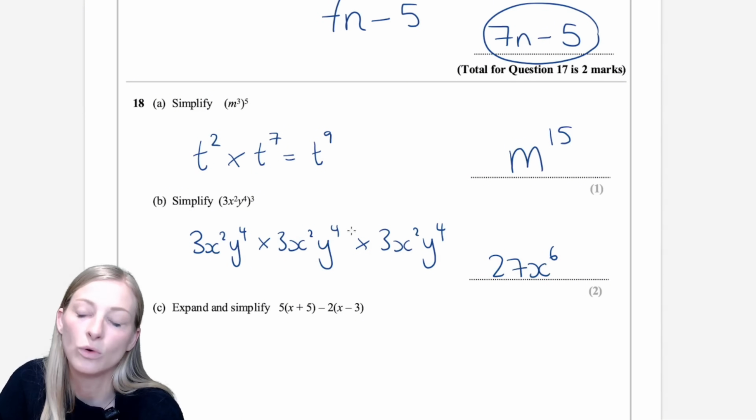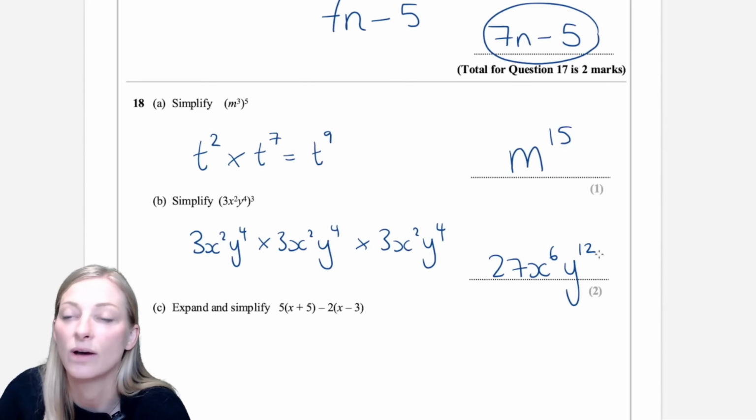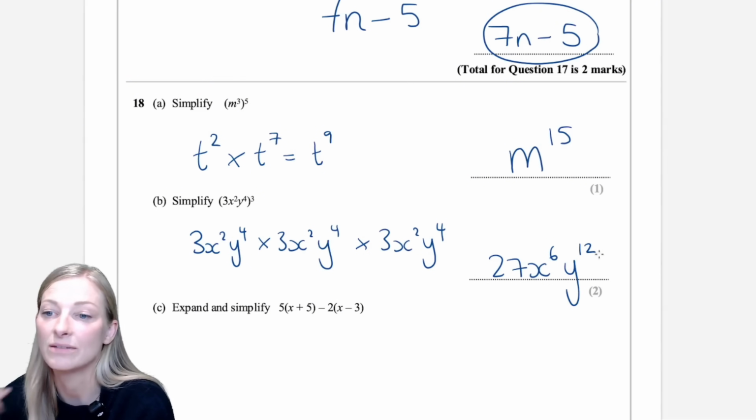And y to the power of 4 times y to the power of 4 times y to the power of 4 is y to the power of 12. So I've multiplied and I've added them together.